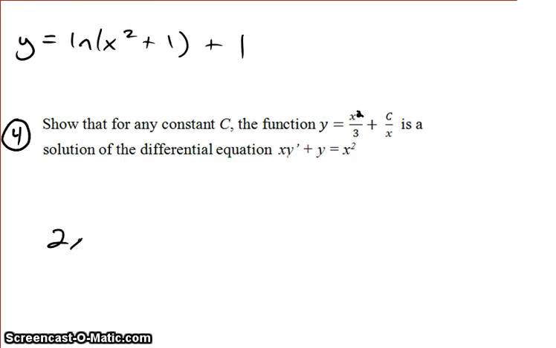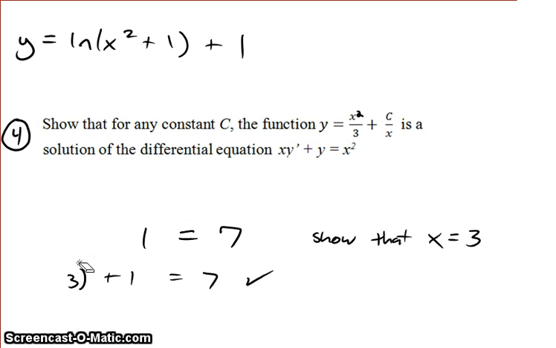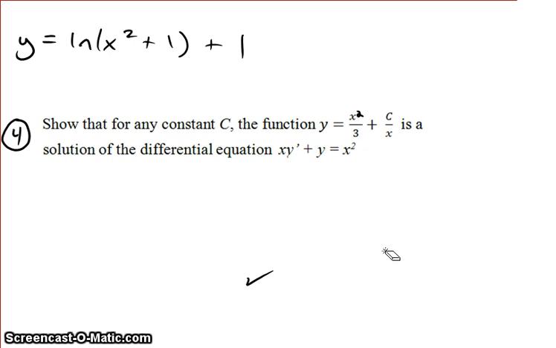This is like saying, all right, 2x plus 1 equals 7. Show that x equals 3 is a solution. So how would you show that x equals 3 is a solution to this algebraic equation? You would just plug it in. 2 times 3 plus 1 equals 7. It checks out. It's going to be the same sort of strategy here. They are giving us the solution, and we have to just show that it works.